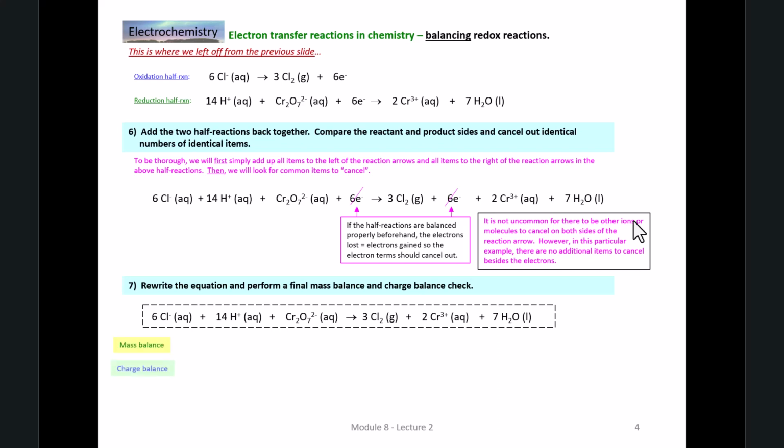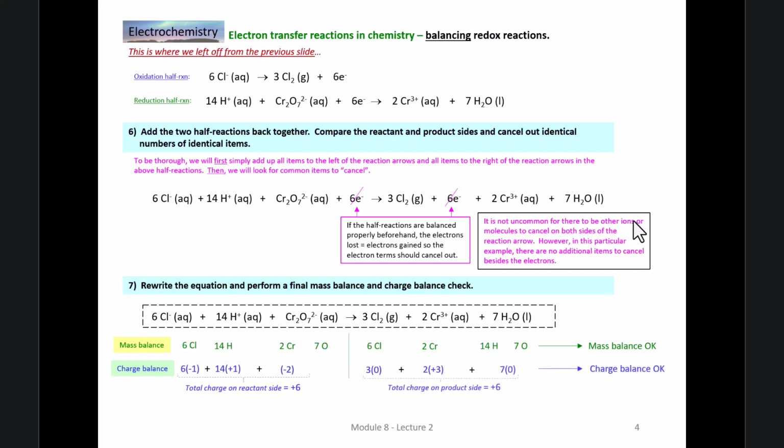So for the mass balance, we have 6 chlorines on the left and on the right, 14 hydrogens on the left and on the right. We have 2 chromiums on the left and on the right. We have 7 oxygens on the left and on the right, so the mass balance is okay. The charge balance, we have 6 times a -1 on the left, plus 14 times +1, plus a -2 gives +6. And on the right, we have 3 times 0, plus 2 times a +3, plus 7 times 0 gives +6. So the charge balance is okay.